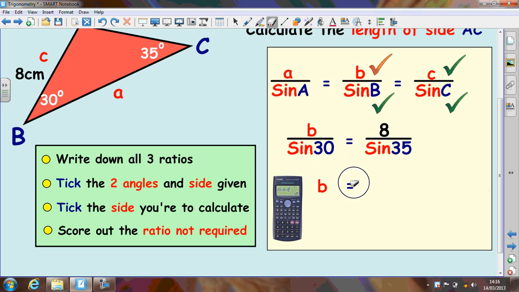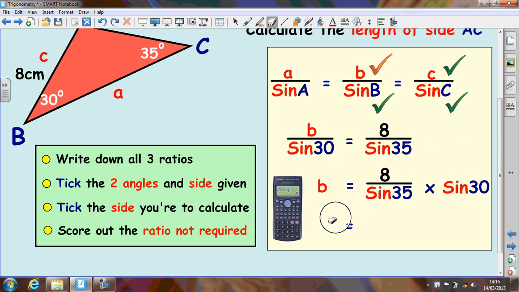So to get b, all you do is you multiply up by sine 30. It's equivalent to multiplying both sides by sine 30. If you multiply this side by sine 30, you're left with b, and then you have to multiply this side by sine 30. Whatever you do to one side of an equation, you must do to the other. So there we have that. If you type all this into your calculator, just type it as 8 divided by sine 35 times sine 30, you will get your answer.